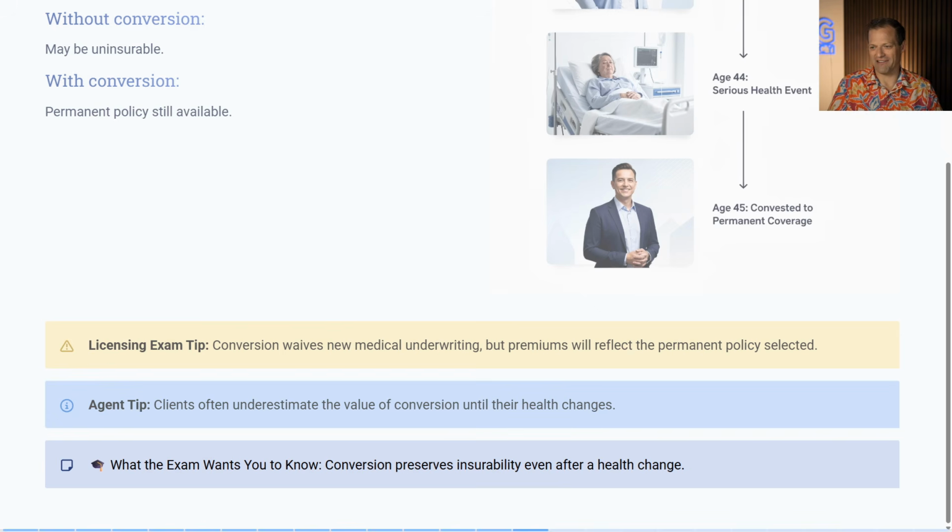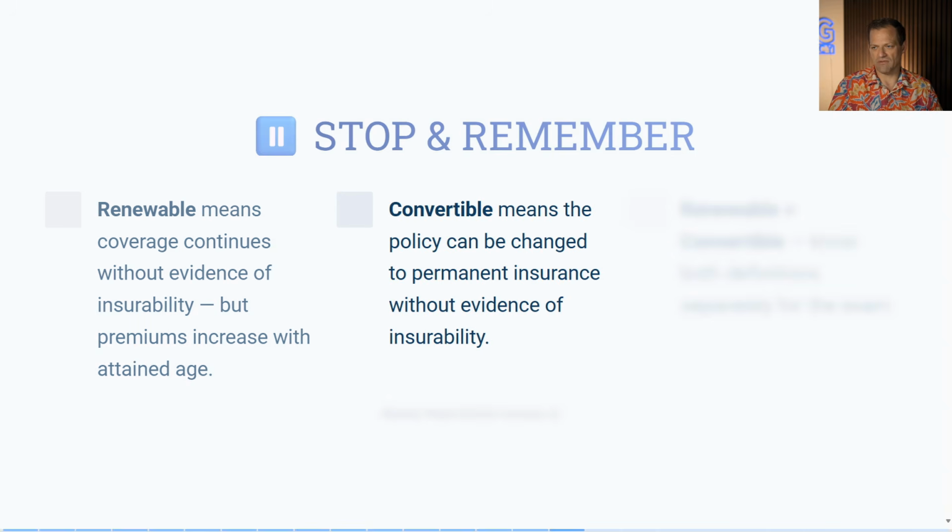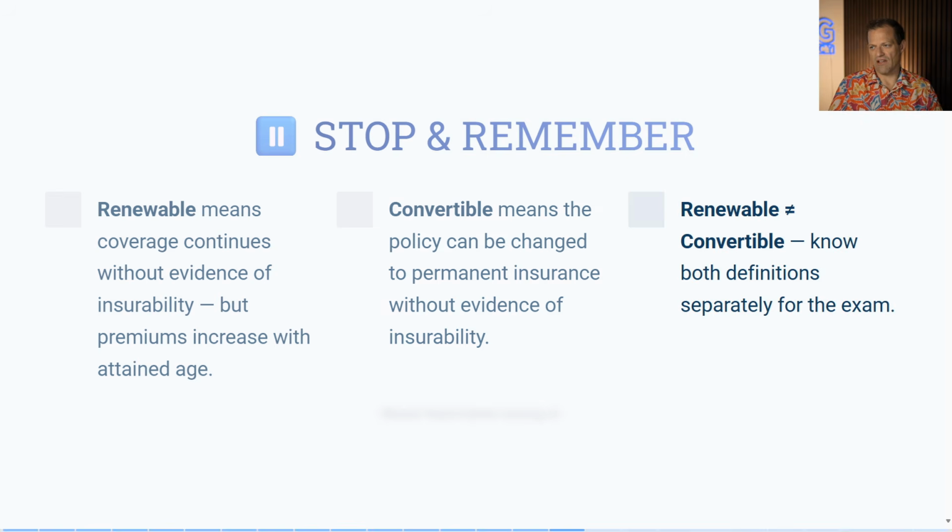I'll get back to the assignment here. So conversion preserves insurability even after health change. That's the important thing. So remember, renewable means coverage continues without evidence of insurability, but premiums increase with the attained age. Okay. So premiums go up. Renewable means you still keep it without evidence of insurability. Convertible means the policy can be changed to permanent insurance without evidence of insurability, meaning you can keep it as a permanent plan, even though you don't have to test for your health. So renewable does not equal convertible. Know both of these definitions, you're going to be tested on them.